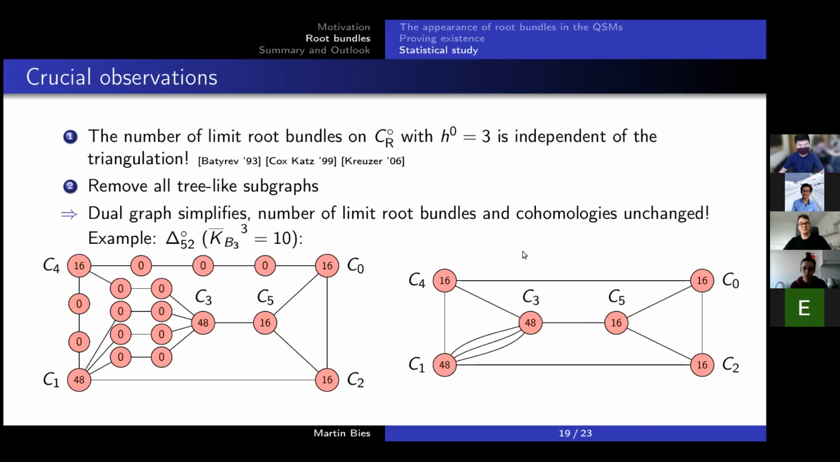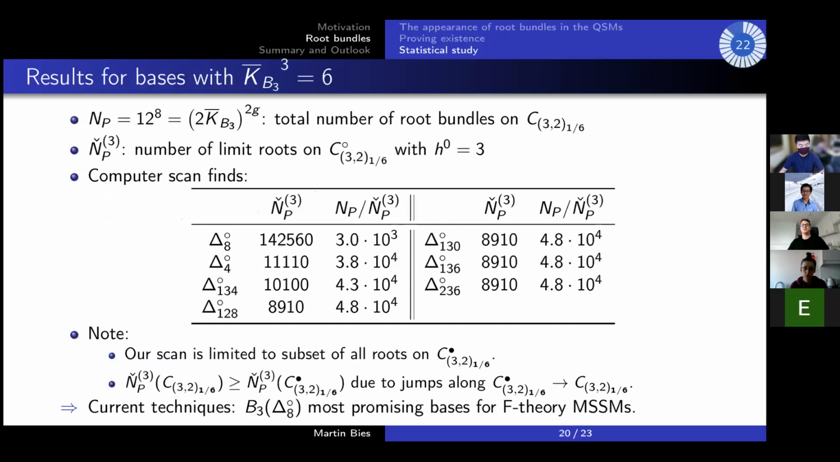So with that all said, we did the scan, and I'm giving you here the results for K bar cubed equals 6 spaces. There are a total of 12 to the 8 roots that you find on the smooth curve. And I'm listing here with this number NP3 the number of limit roots that our computer was actually able to construct and for which we know for certain that they have H0 equals 3. What we notice is that for this polytope Delta 8, the largest one in this class, we're having by an order of magnitude more limit roots with H0 equals 3 than for the other spaces.